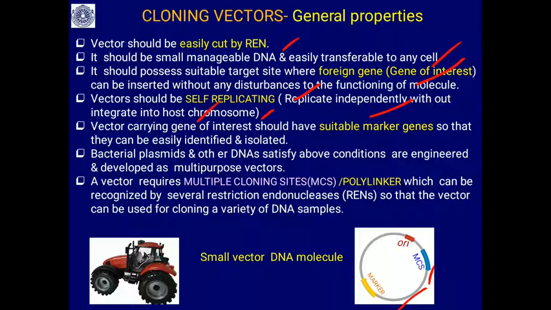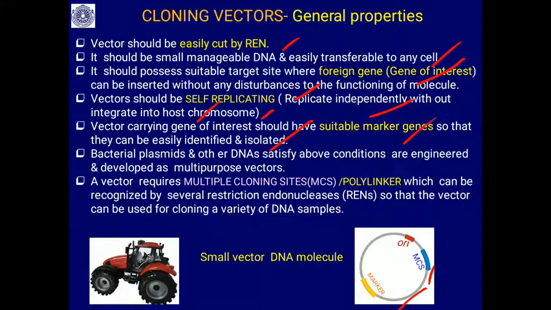A vector carrying a gene of interest should have suitable marker genes so that they can be easily identified and isolated. Once we transfer, we have to isolate. When in this experiment we are transferring our gene of interest carrying cloning vectors, this transformation is not 100%, remember. It is 10 to 20%. 10 to 20% of bacteria will take up our gene of interest carrying cloning vectors, and the rest, about 80%, are not transformed. So we have to get rid of those. That's why we need a selectable marker.